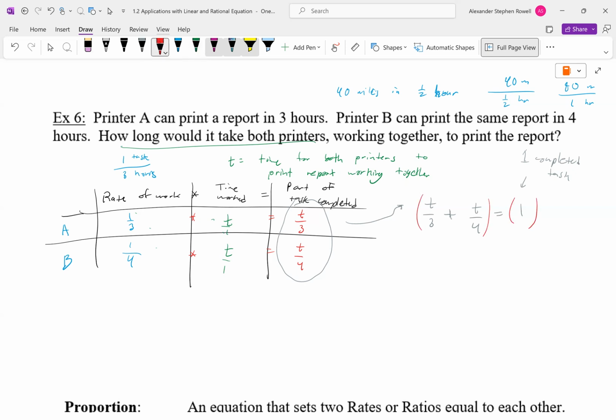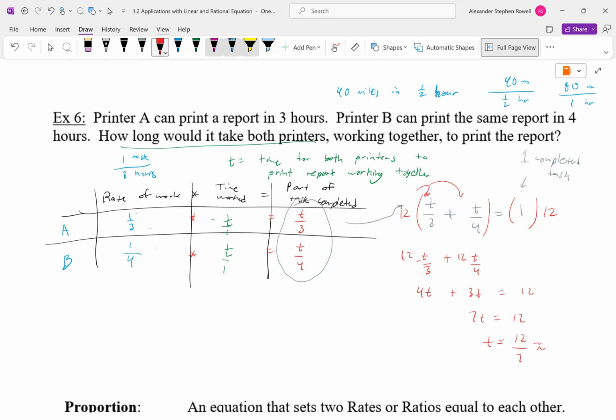Yeah, the least common denominator, 3 and 4 both divide into what? 12. So let's multiply both sides by 12 to eliminate the fractions. So what's 12 times T over 3? 4T. What's 12 times T over 4? What's 12 times 1? Okay. And so 7T is equal to 12 and T is equal to 12 over 7.